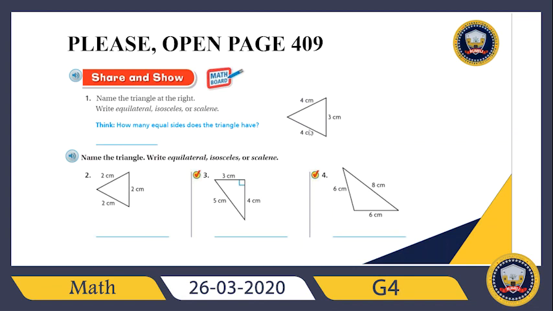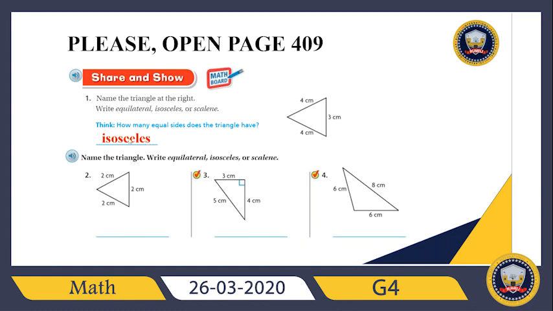If there are 2 equal sides, which one should be named for the triangle: equilateral, isosceles, or scalene? Perfect. It will be an example of isosceles. If it has 2 equal sides, this triangle is an example of an isosceles triangle.